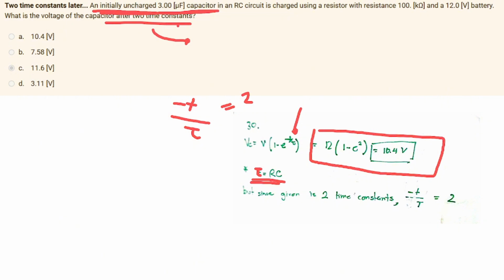But if it didn't say two time constants and said, like, 5 seconds or something instead, we'd have to use this as our tau to get our time constants and just do this one. It's VC equals V1 minus e to the negative time constant, 10.4 volts. And that's it. That's all of the equations of the problem sets.